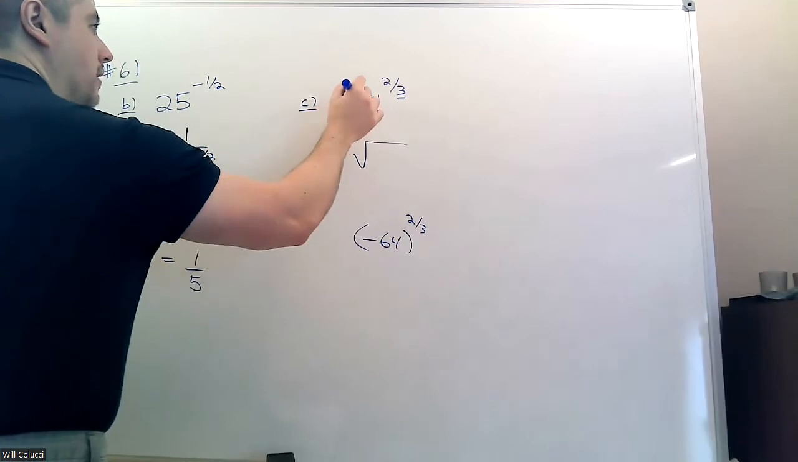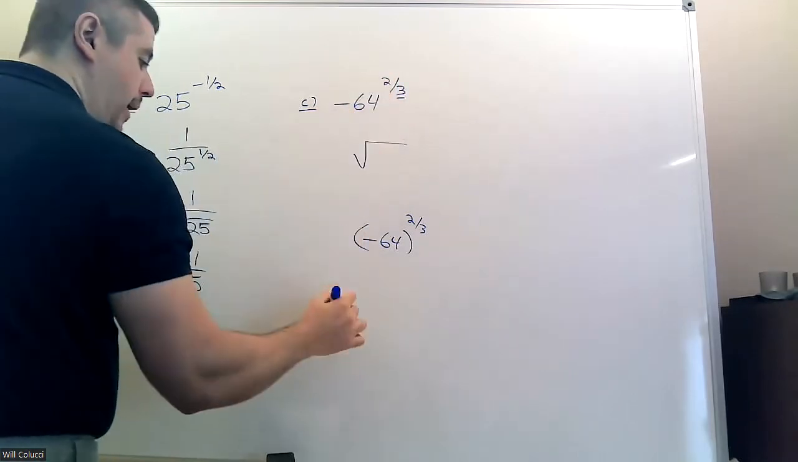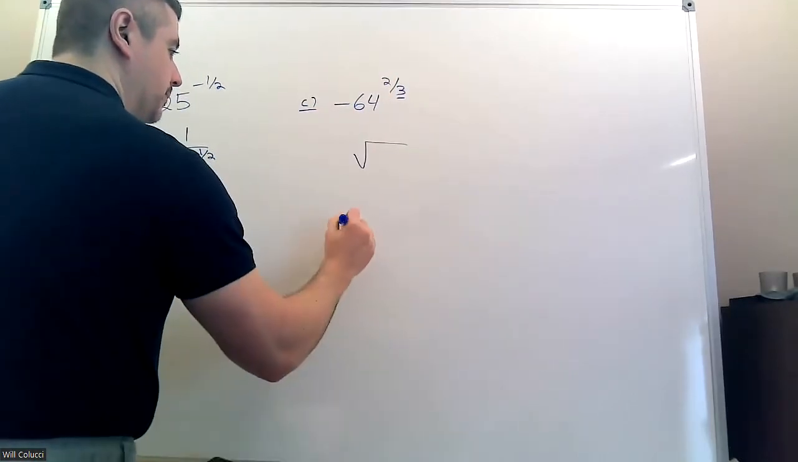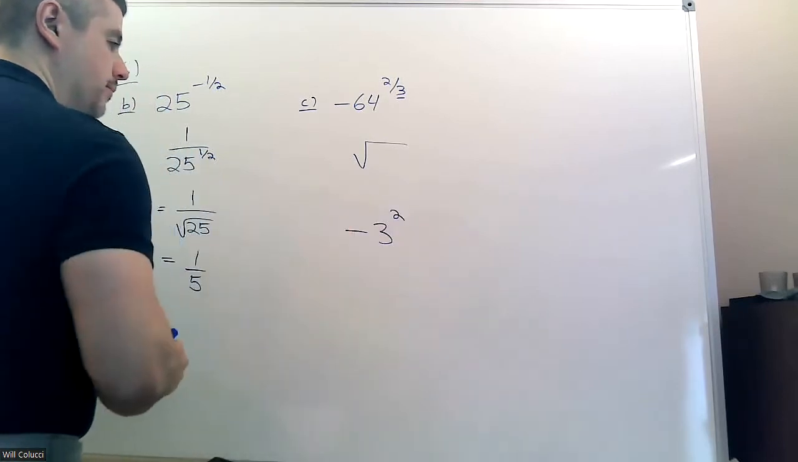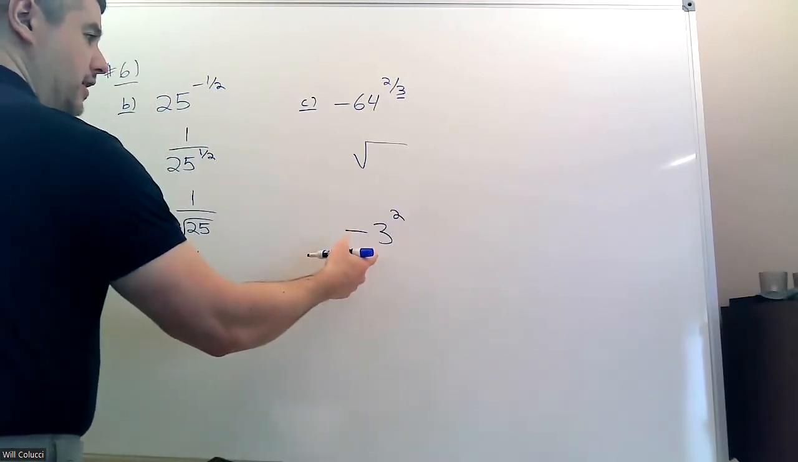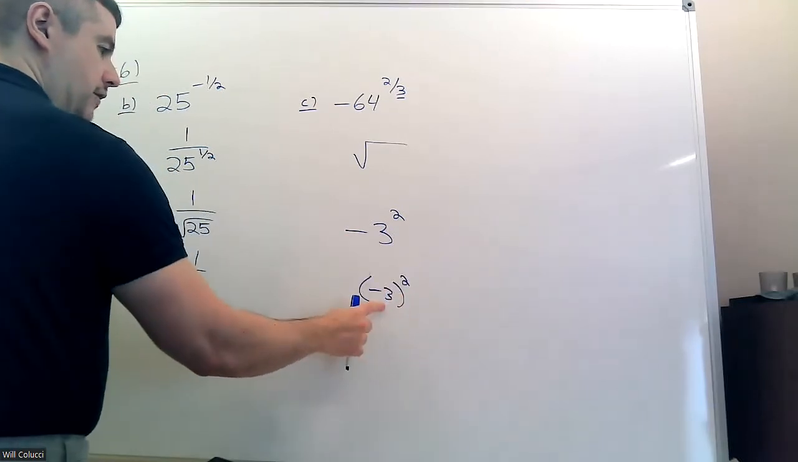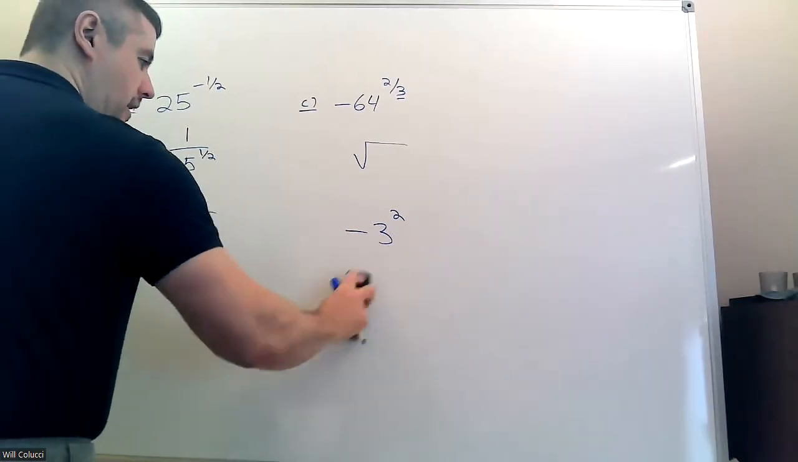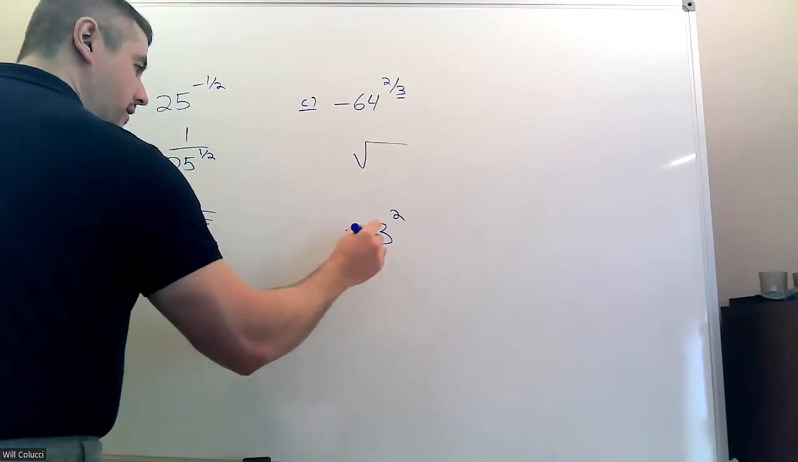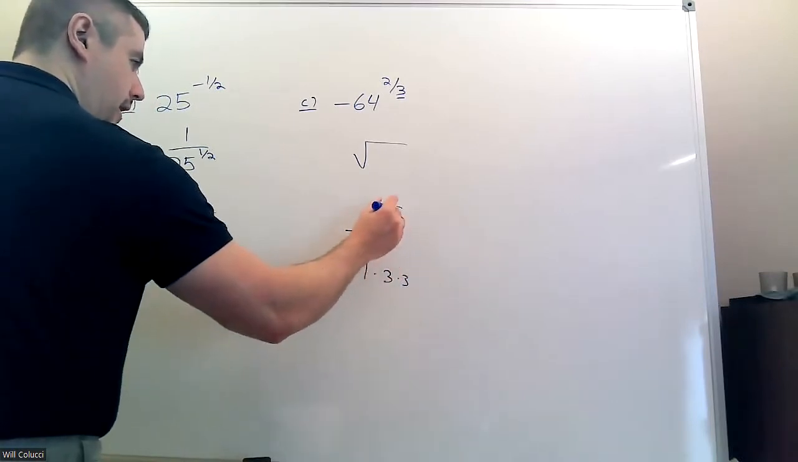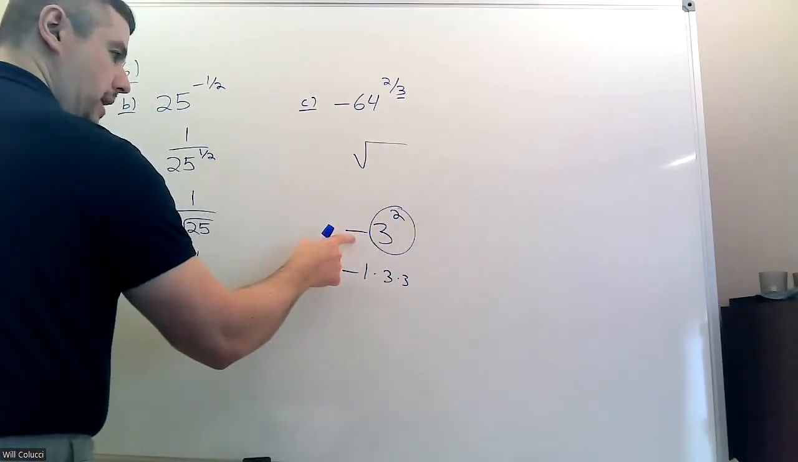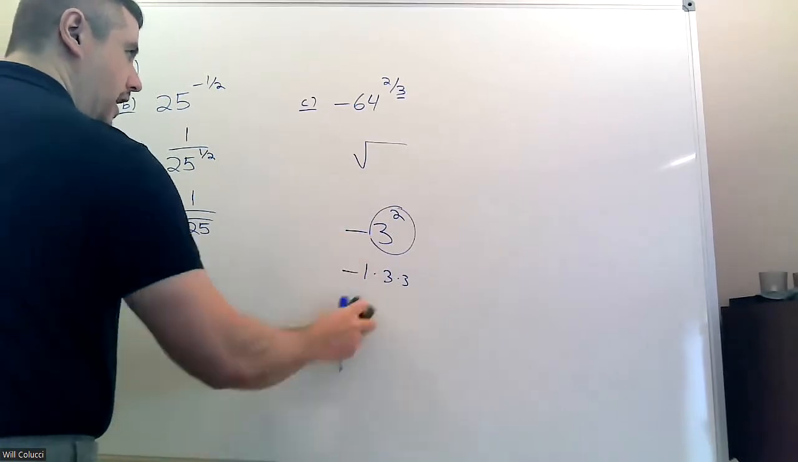This means -1 times 64, but you have to do the power first. It's kind of like this thing, where if I asked you that, you're like, oh, it's 9, it's -3 times -3, but that's not true. This is -3 times -3, which is +9. This one is -1 times 3 times 3. You have to do the power first before you do multiplication. So this one would be -9.